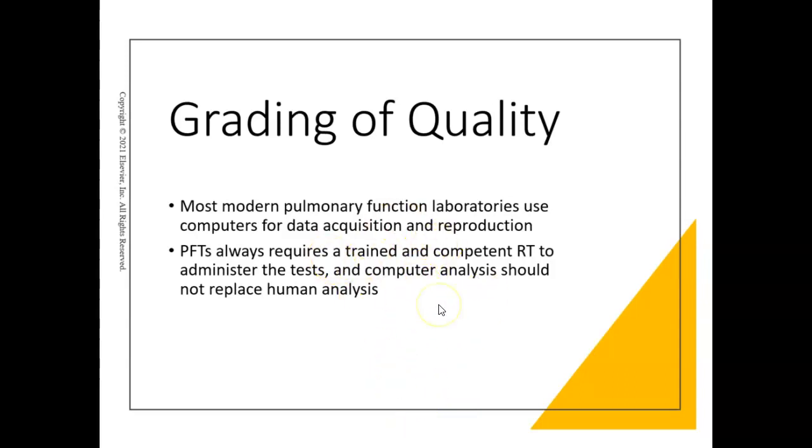So the nice thing about PFTs nowadays versus back in the ancient times when it really was a water seal and a bellows, and PFT techs would have to sit there with a pencil and a piece of paper and measure all this stuff out on the PFT report. Nowadays, we have computers that do all of that data acquisition and calculations for us, which makes our jobs a lot easier, but it also gives us a false sense of security that we don't have to understand things as much as we should to be performing good pulmonary function testing.